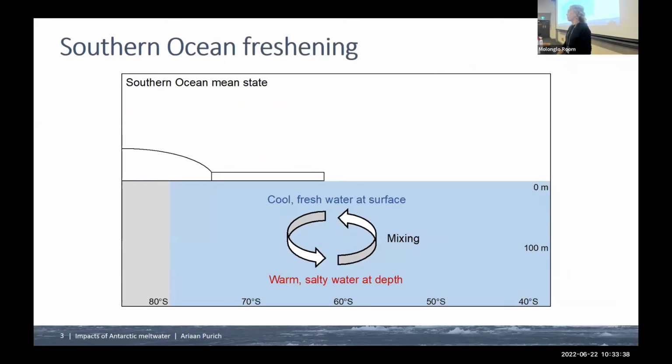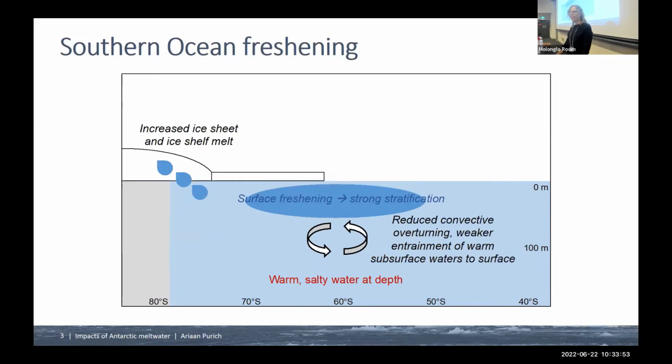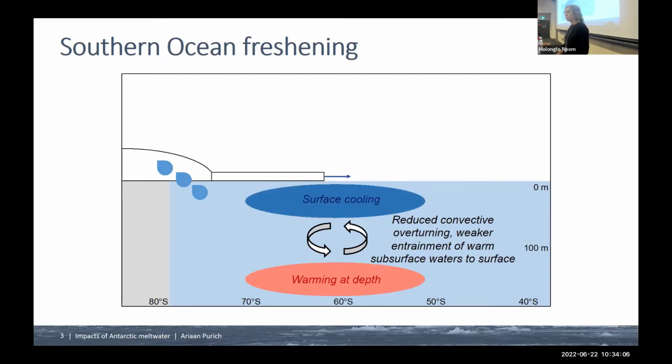This is important because the density stratification in the Southern Ocean is largely controlled by salinity. And so this schematic shows the Southern Ocean mean state. There's cool fresh water at the surface and warm salty water at depth and mixing in between. So when we have increased ice sheet and ice shelf melt, we have a strong surface freshening, leading to a strong stratification. And this reduces the convective overturning and leads to a weak entrainment of warm subsurface waters to the surface. And so this results in a surface cooling as well as a warming at depth.